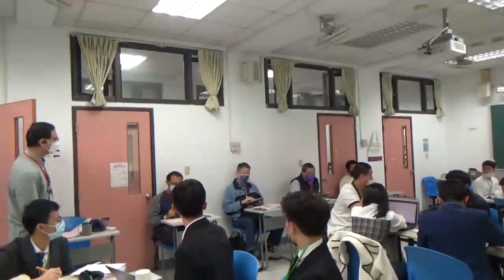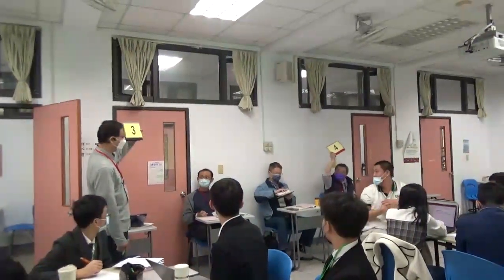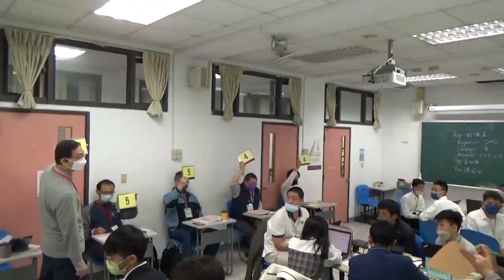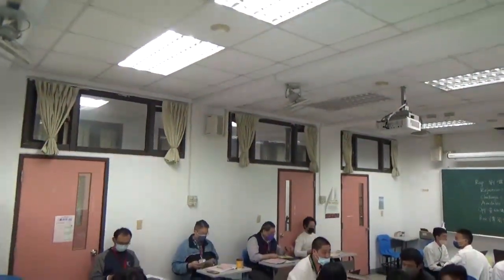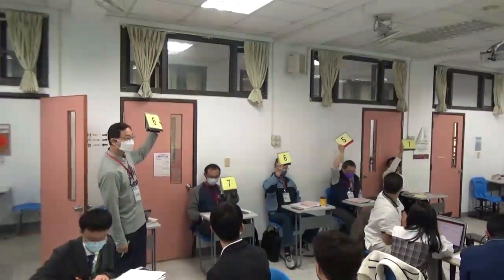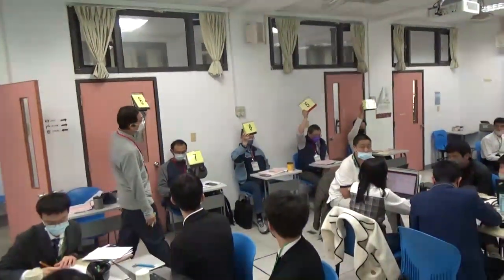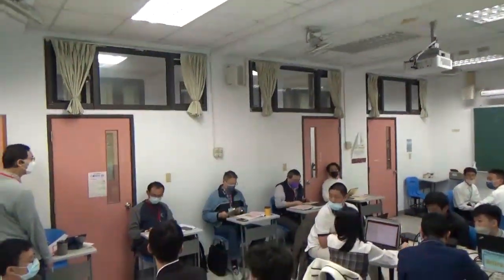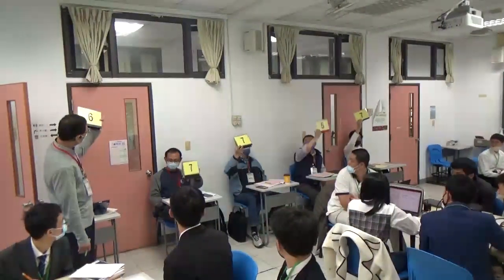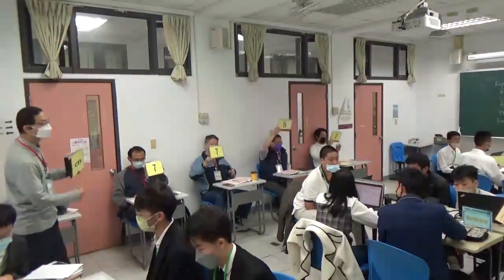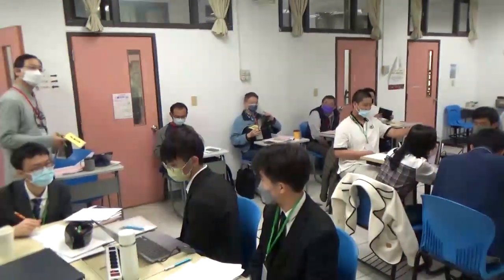For the reporter, 3, 5, 5, 4, 4. For the opponent, 6, 7, 6, 5, 7. And for the reviewer, 6, 7, 7, 5, and 7. Okay, so let's conclude this stage.